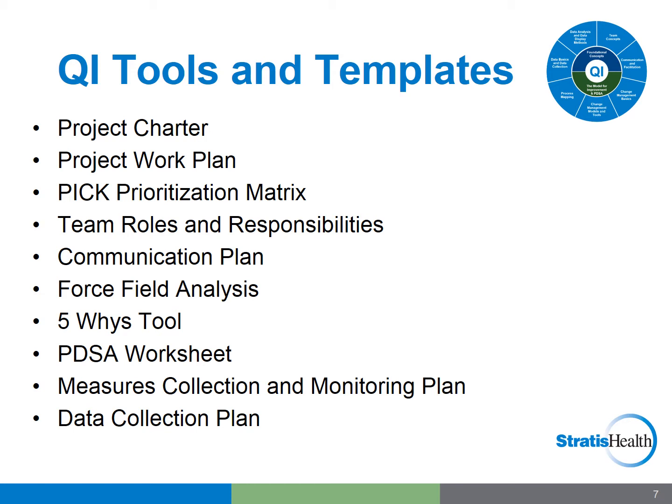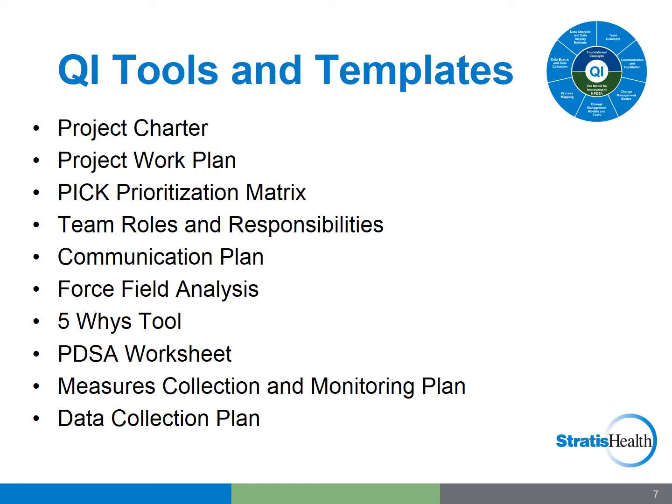5 Whys. This will aid you in getting at the root cause of what you are trying to improve. Plan, Do, Study, Act Worksheet. The key form that keeps track of our incremental, rapid cycle tests of change. Measure Collection and Monitoring Plan. A listing of the measures we have chosen or created to know whether our proposed changes lead to improvements. Data Collection Plan. Identify specific data that we'll need for our chosen measures.